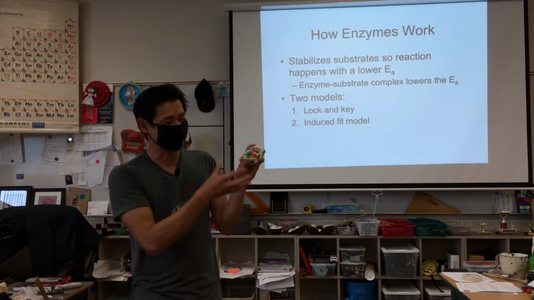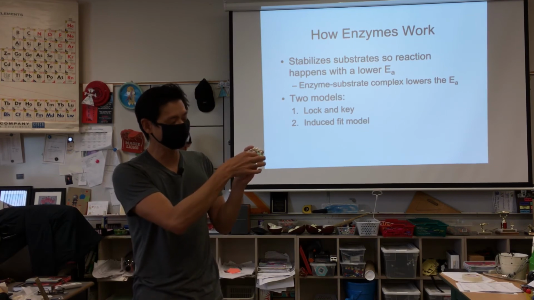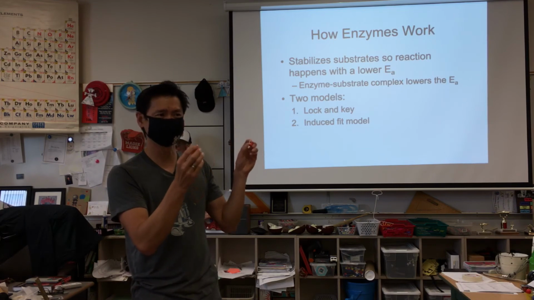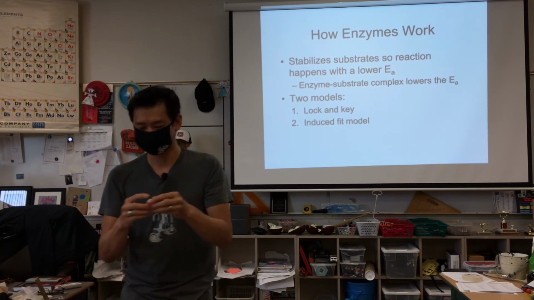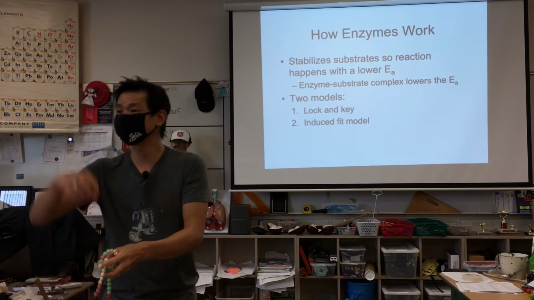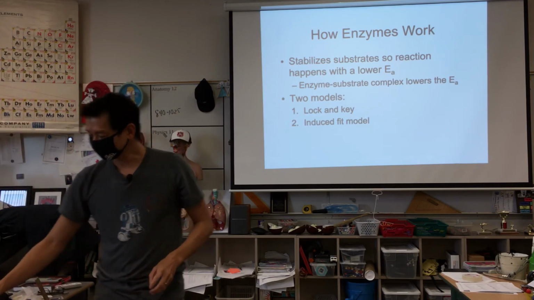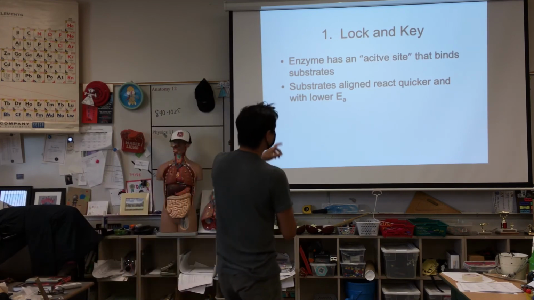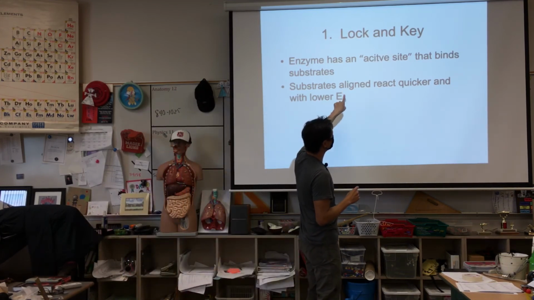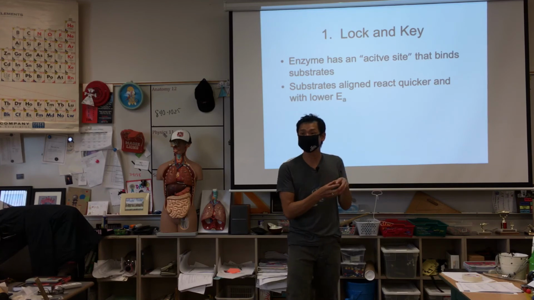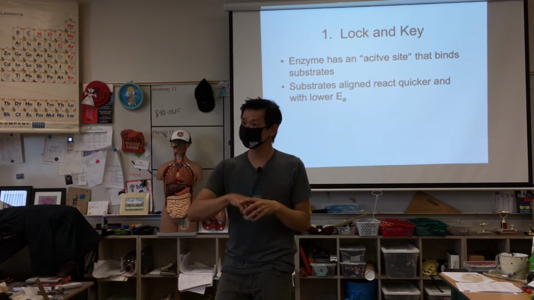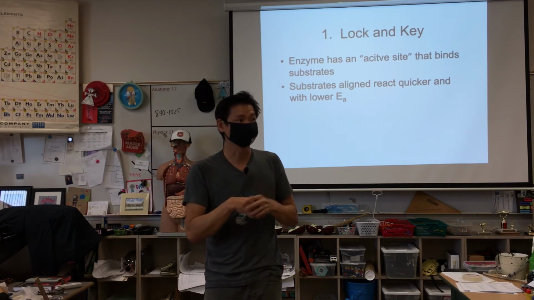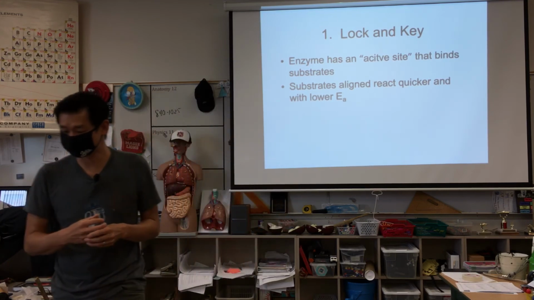Okay, and that holds it in perfect form. And what can happen now is a catabolic reaction. It can break it apart, and then once it's broken apart, it can release. Now, this only happens in the lock and key model if it is a perfect fit in the active site. It's like a key fitting into a lock. If it doesn't fit, you don't get to turn it. It's got to fit perfectly. That's why it's called the lock and key model.